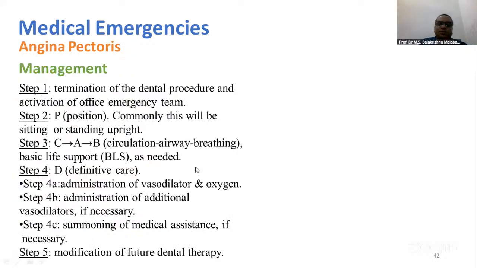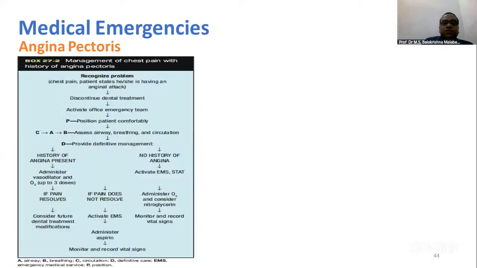So management of angina pectoris, everything is very clear now, right? Position, circulation, A, B, C, airway, breathing, definitive care. You have to give vasodilators, oxygen, and then if required, medical assistance, and vasodilators should always be given. It's the same thing I have just told.